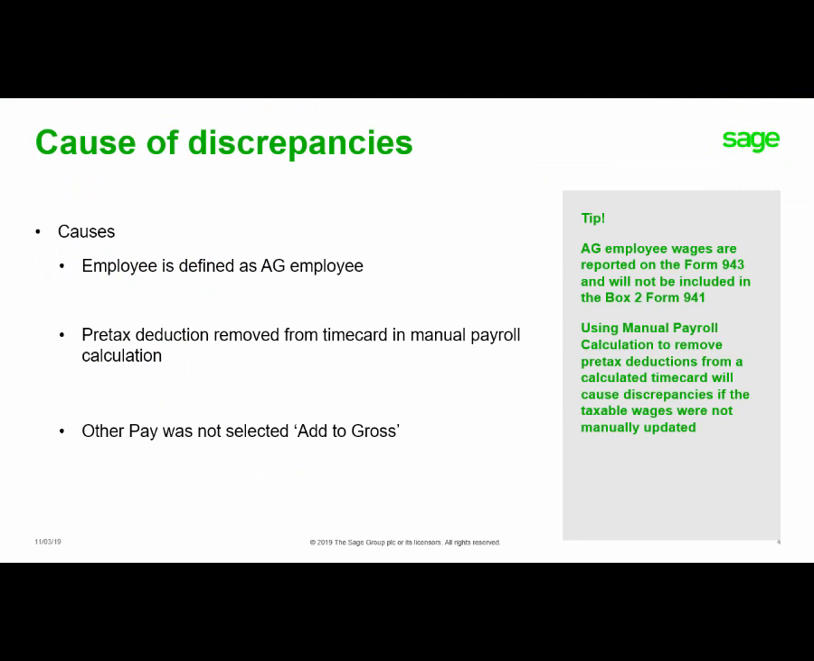As a refresher, there are three reasons why the amount that appears in the box 2 of your 941 may not agree with the check detail on your company totals report. Either an employee has been defined as an ag employee, a pre-tax deduction was removed from a time card in manual payroll calculation, or an other pay was set up as taxable but not selected add to gross. I am going to show you 3 different reconciliations, and we're going to use our reports and export templates that we just saved, and you're going to see how they will be beneficial in your future reconciliations.